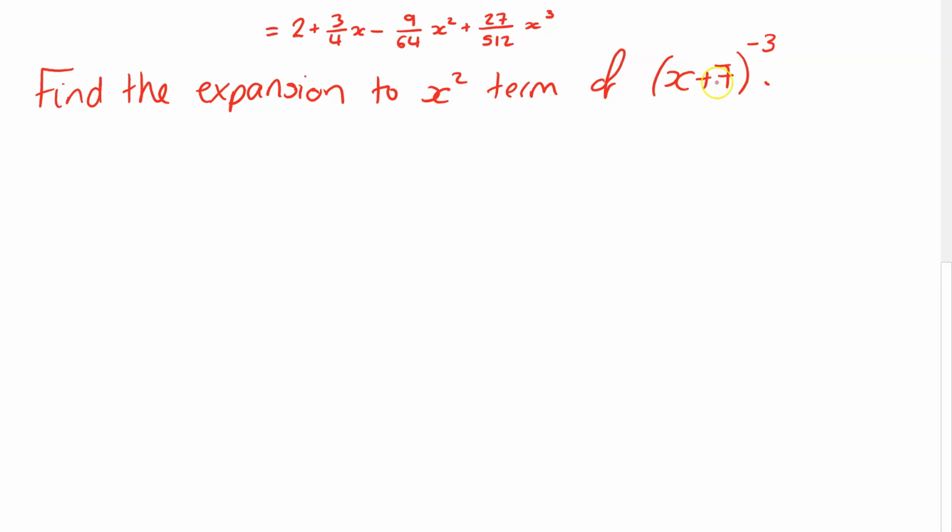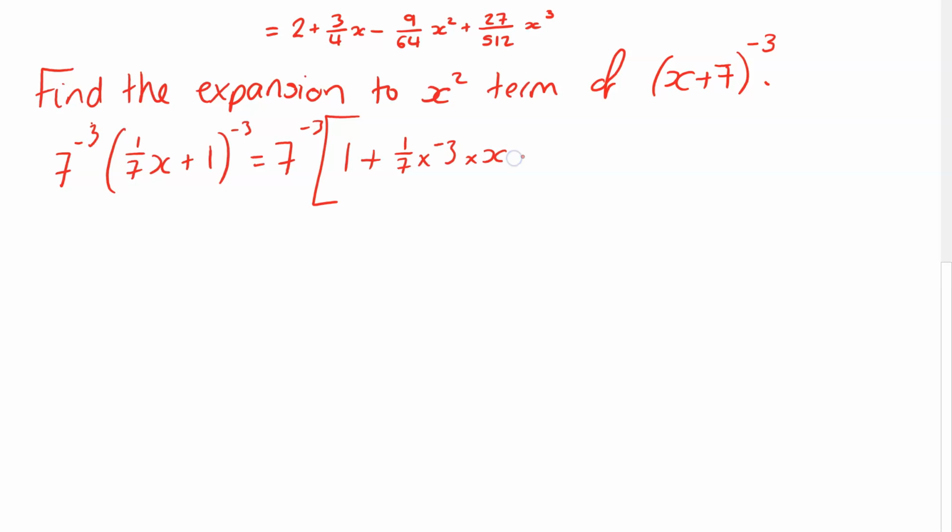So I need it to be an x plus 1 or 1 plus x, doesn't matter which way around it is. So I need to take out a factor of 7. So 7 to the power of negative 3. Then I get 1/7 x plus 1 to the power of negative 3. So again, the 7 to the minus 3 is going to stay outside the expansion for now. So it's 1 plus 1/7 times n, and then put the x on, plus n times n minus 1 over 2 times the x term squared. Now I don't need to go any further because the question just said to go to the x squared term.